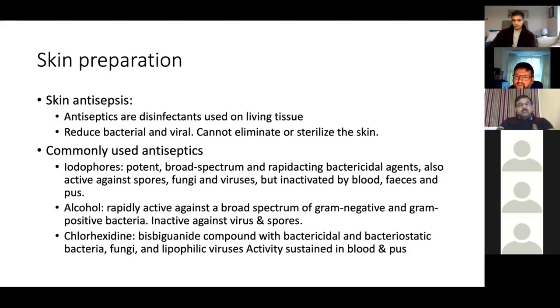Chlorhexidine is a bisbiguanide compound with bactericidal action against bacteria, fungi, and lipophilic viruses. Activity is sustained in blood and in the presence of pus.